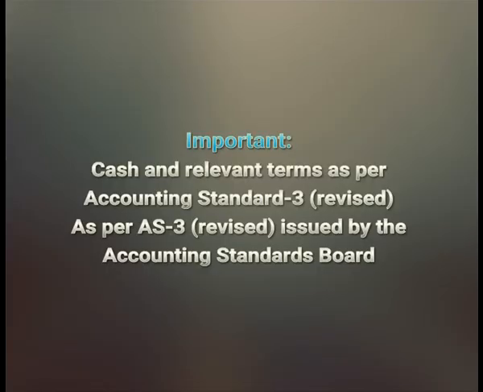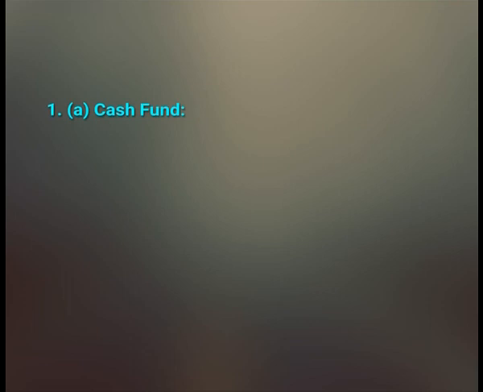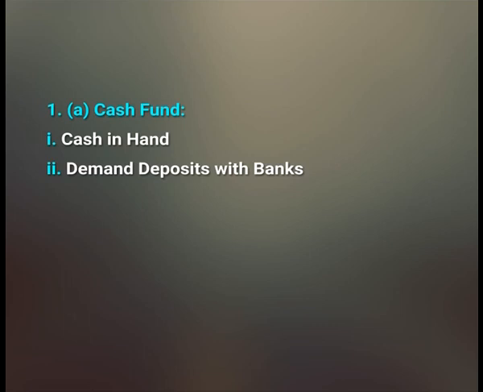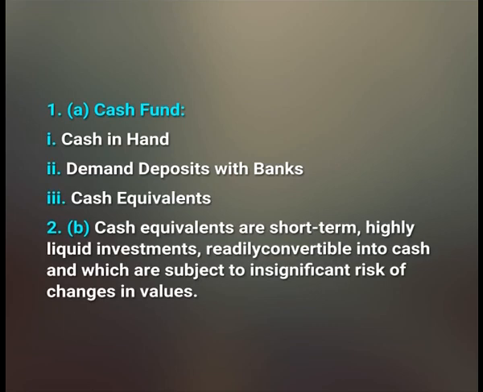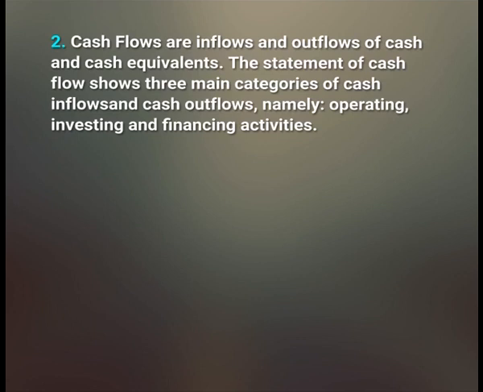An important note is cash and relevant terms as per Accounting Standard 3 revised. So, as per AS 3 revised issued by the Accounting Standards Board, first one, cash fund. Cash fund includes cash in hand, demand deposits with banks and cash equivalents. Next is cash equivalents: short-term, highly liquid investments readily convertible into cash and which are subject to insignificant risk of changes in values. Second one is cash flows, which are inflows and outflows of cash and cash equivalents.